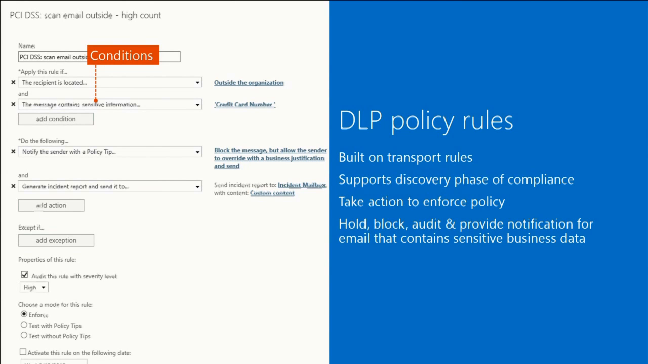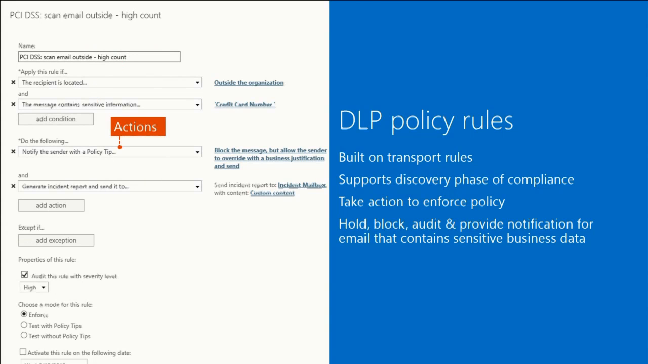In this particular case, you can see 2 conditions. The one says the recipient is located, and the value is on the right, where it says outside the organization, and then the message contains sensitive information. That is that new predicate that is very specific to DLP. That is the new predicate that we added. In this case, you can see credit card number, and if you clicked on it, it'll open up, and there'll be a lot of other values that you can add in there. And again, we'll look into that.